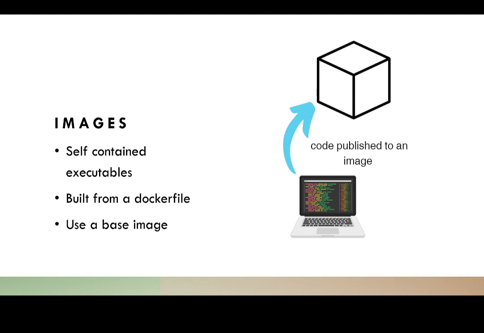And these images are then pushed to Docker Hub, as you can see in this little visual, where they can be shared. Images can then be pulled from Docker Hub onto machines into a Docker repository where they're stored for deployment.